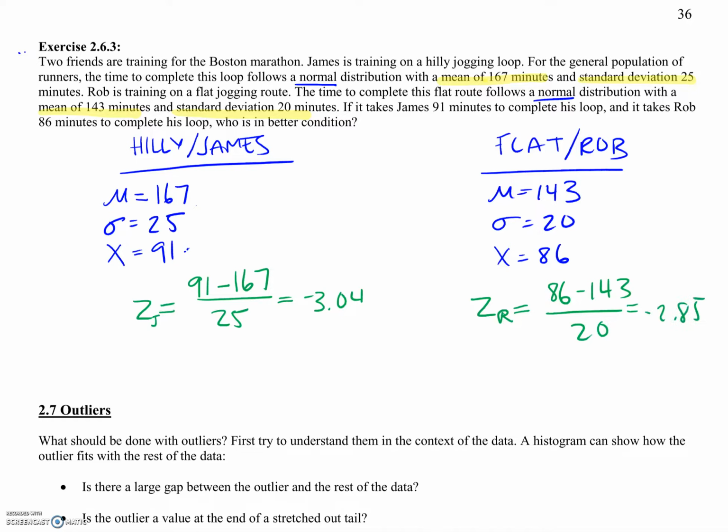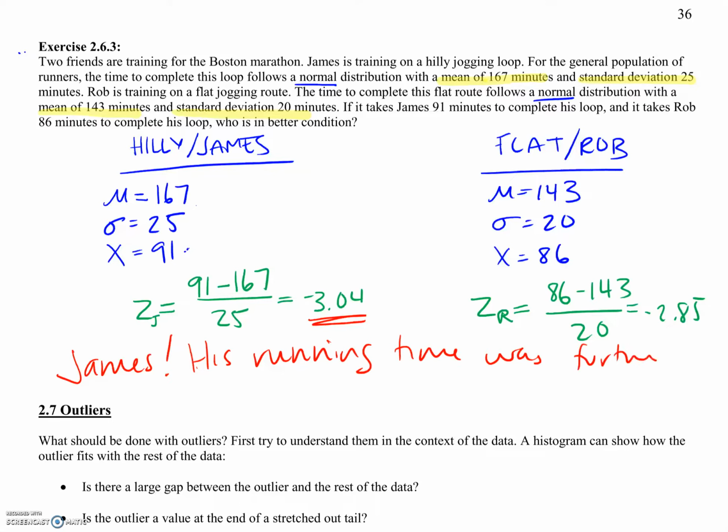So who is the better runner? Based on all this information, James is the better runner, right? Because he is further below average, and we want to be smaller when it comes to running times. His running time was further below average. And this is something very important to note: when you say better, you do need to make sure bigger is better if you're using z-scores to compare two things.